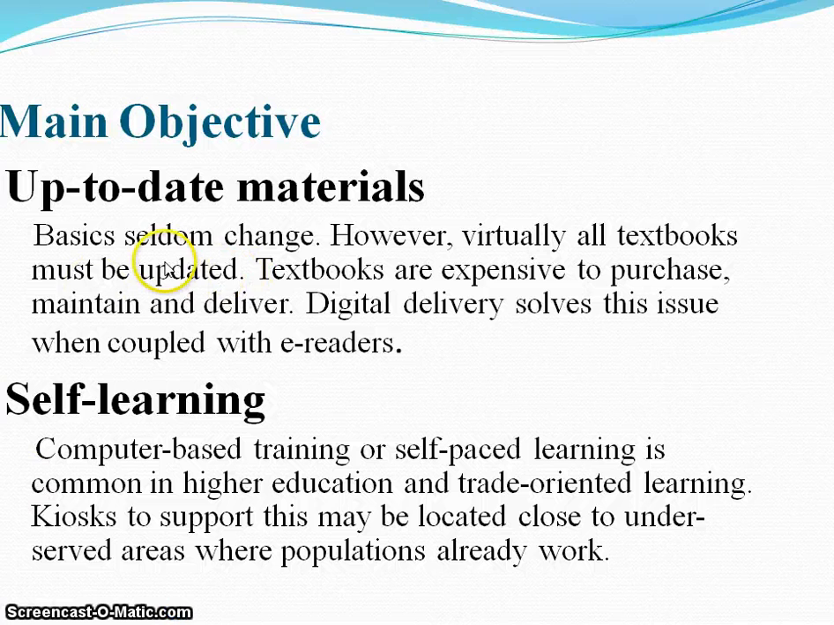Up-to-date materials. Basics seldom change. However, virtually all textbooks must be updated. Textbooks are expensive to purchase, maintain, and deliver. Digital delivery solves these issues when coupled with e-readers. Self-learning. Computer-based training or self-paced learning is common in higher education and trade-oriented learning. Kiosks to support. These may be located close to underserved areas where populations already work.